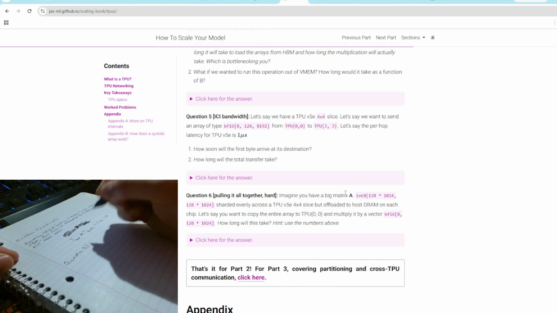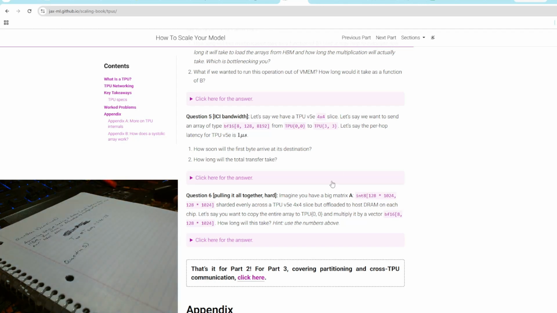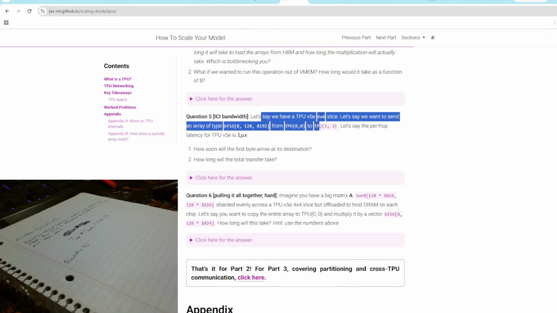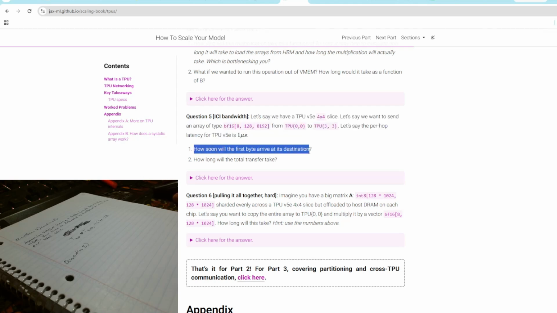Question 5. Interchip interconnect bandwidth. Let's say we have a TPU v5e 4x4 slice, and we want to send an array of type blank from TPU 0,0 to TPU 3,3. Let's say the per hop latency is 1 microsecond. How soon will the first byte arrive at its destination? How long will the total transfer take? So this should be a pretty simple arithmetic thing.